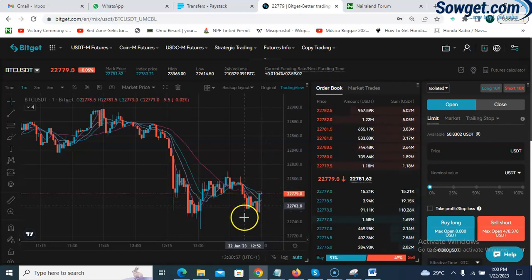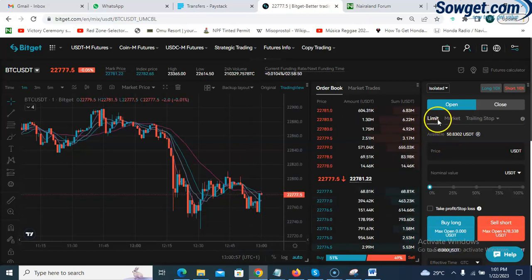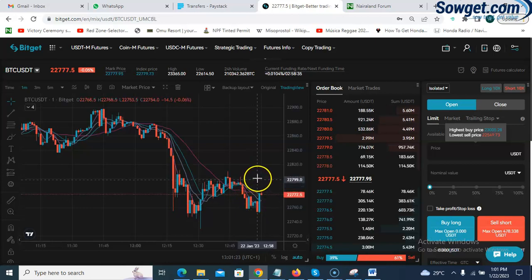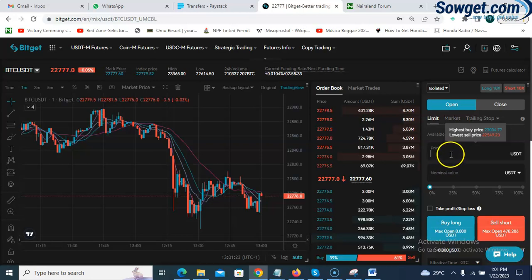The same also applies if you want to enter a buy position. You can simply enter a buy position at a much lower price. It just gives you an advantage in case the market starts reversing. So that is the purpose of a limit order. When you want to place a limit order, you simply enter the price here. Let's say I want to enter a sell limit order, and you can see the price currently is 22,777. I can decide to just enter a sell limit order at 22,800. So you just simply enter 22,800 here.